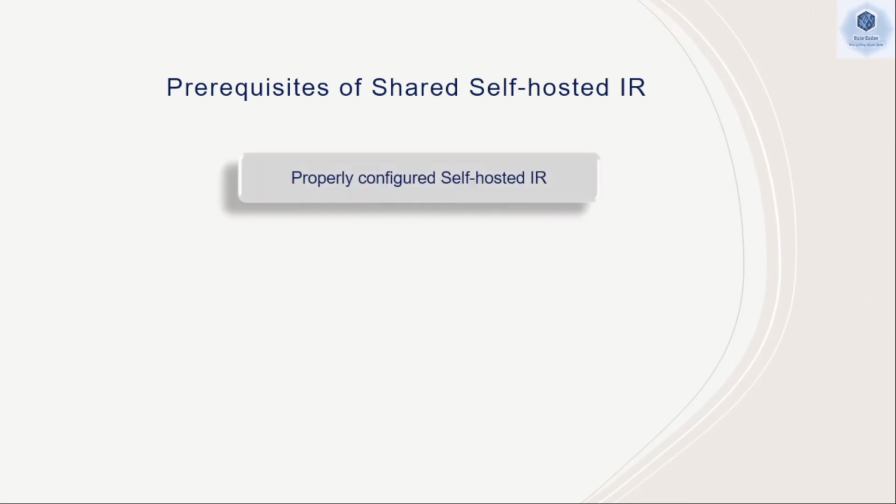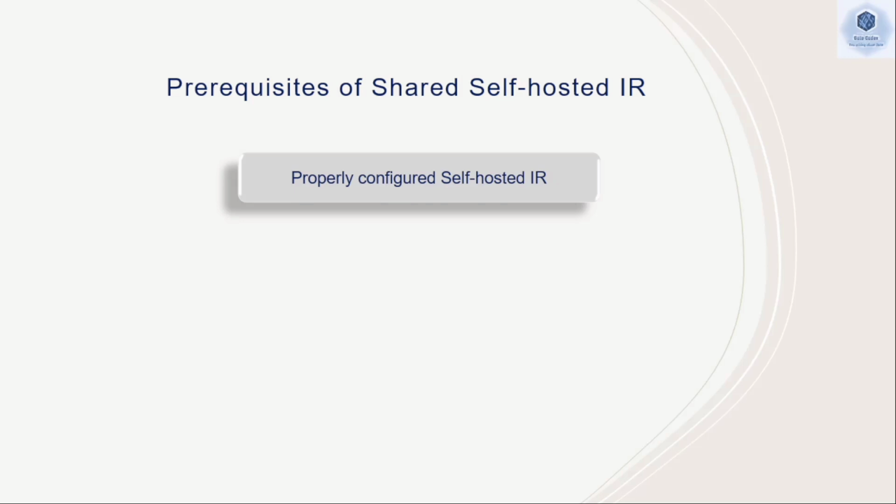So let us see some of the prerequisites for sharing a self-hosted integration runtime. First, you need to properly configure the self-hosted integration runtime in your machine. While downloading and configuring the self-hosted integration runtime, it must be configured without any dependencies or any missing prerequisites. Once the self-hosted integration runtime is working fine, then it can be shared with any data factories. If the installed self-hosted integration runtime fails, then absolutely the shared one will fail.